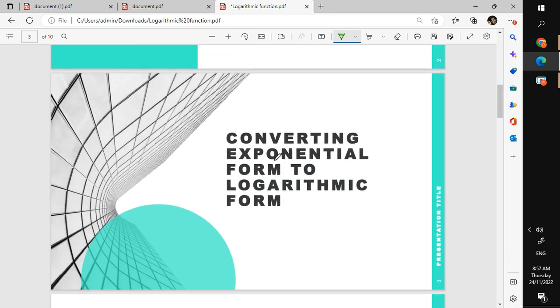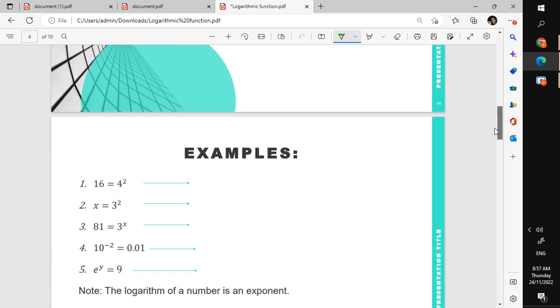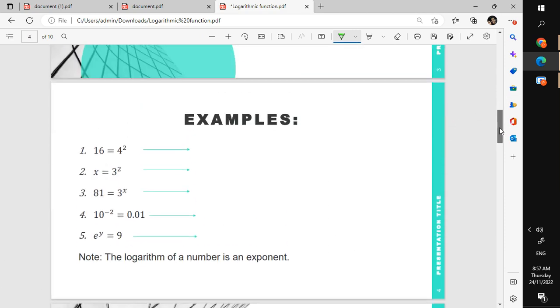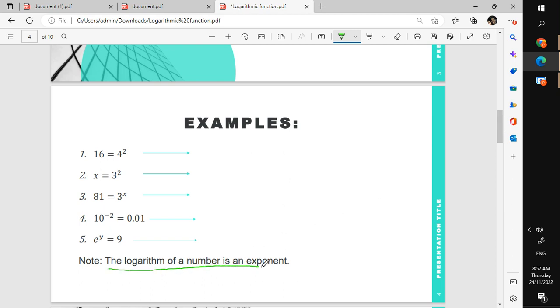So first, we will tackle how to convert exponential form to logarithmic form. We have 5 examples in here, and all you have to do is to remember that the logarithm of a number is an exponent. So all of these examples are given in an exponential form, which is basically y is equal to b raised to x. y is the number, b is the base, and x is the exponent. So our task is to move this into this form. We have the log of y to the base b is equal to x. So this is our aim. And remember, the logarithm of a number is an exponent.